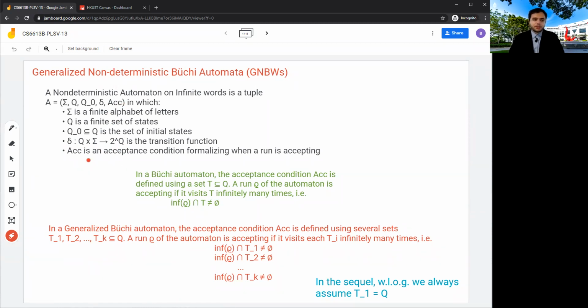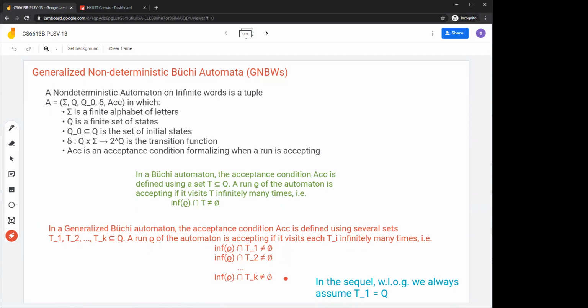Now, the acceptance condition is really what defines the different types of automata. And the type that we have worked with the most until this point in the course is the Büchi automaton. And we said that the acceptance condition in a Büchi automaton is basically a target set T, which is a subset of our states. And then a run of the automaton is accepting if it visits this target set T infinitely many times. So if the set of states that are visited infinitely often in this run rho intersects with our targets, then the run is accepted.